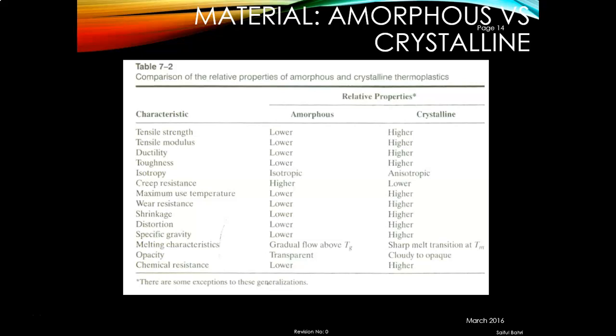Right. This table shows the comparison of the relative properties of amorphous and crystalline thermoplastic. Okay, for amorphous thermoplastic, you can see that the tensile strength, the tensile modulus, ductile toughness, and water resistance shrinkage are lower compared to the crystalline. Okay, so for amorphous, it is isotropic, and for crystalline, it is anisotropic. Okay, for opacity, amorphous is transparent, while crystalline is opaque.